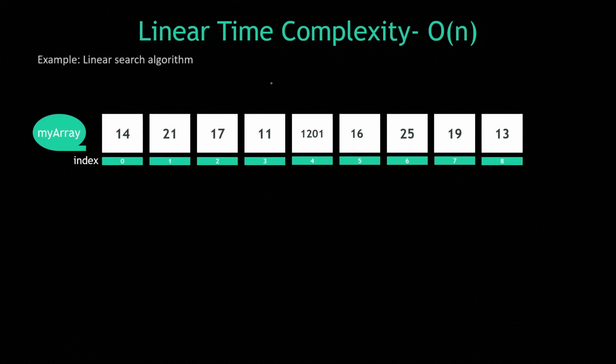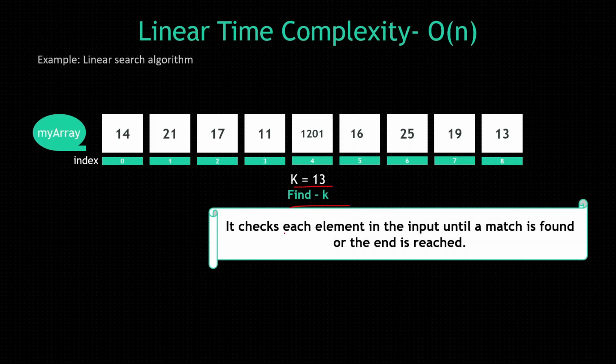Another example of linear time complexity O(n): the linear search algorithm. Suppose we want to find the value 13. So k equals 13, find k. It checks each element in the input until a match is found or the end is reached.